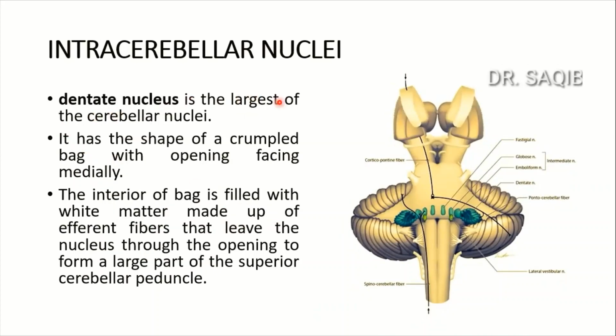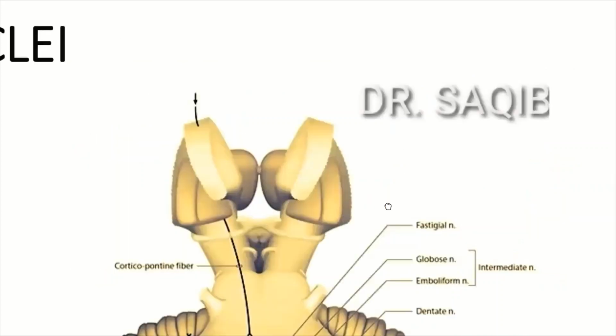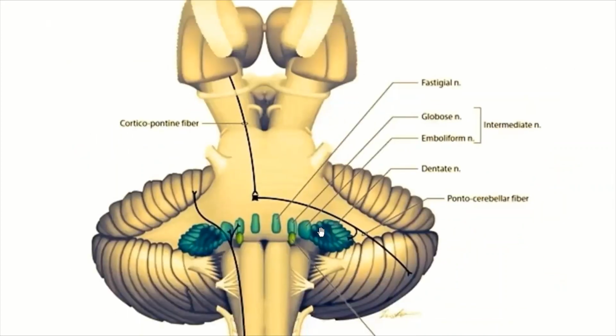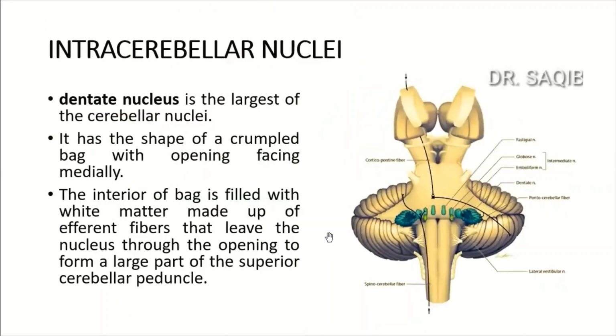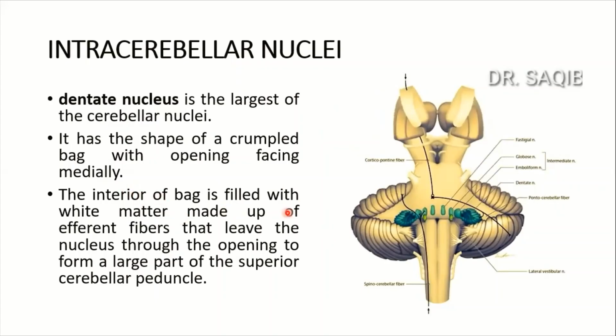The dentate nucleus is the largest of the cerebellar nuclei. It has the shape of a crumpled bag with the opening facing medially, right? Inside is the white matter. The interior of the bag is filled with white matter made up of efferent fibers that leave the nucleus through the opening to form a large part of the superior cerebellar peduncle.